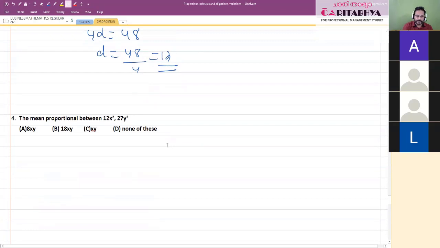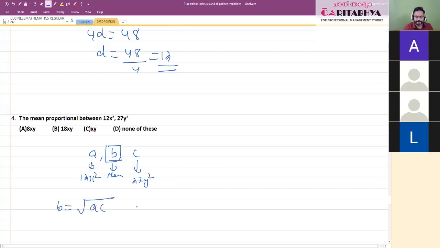Find the mean proportional. So what can we say about mean proportional? There are only 3 terms. Which term do we have to find? Let us assume we have A, B and C. Here 12x² and 27y² are A and B, or A and C? A and C. So we find B from 12x². The question has said that B is the mean proportional, in continuous proportion. Then C is equal to 27y². So B is equal to root of AC formula.